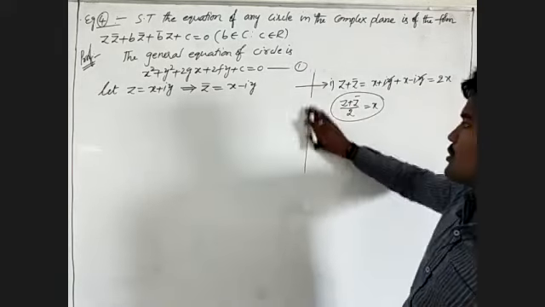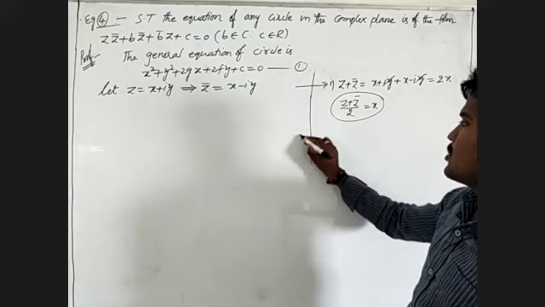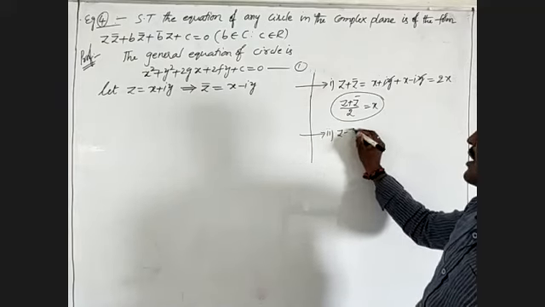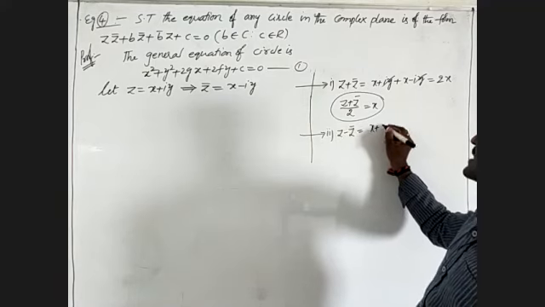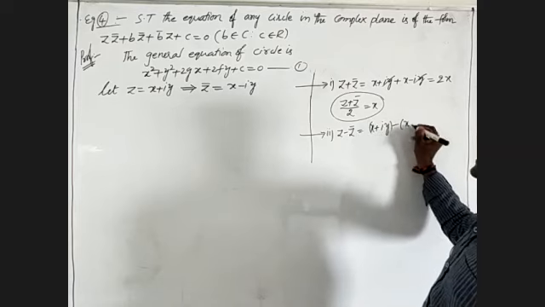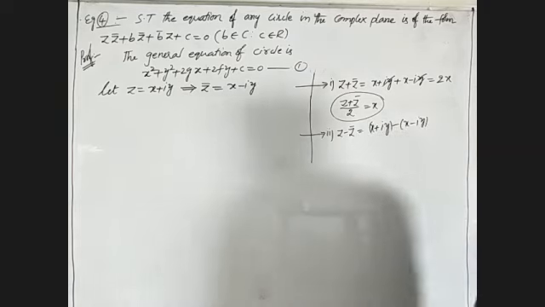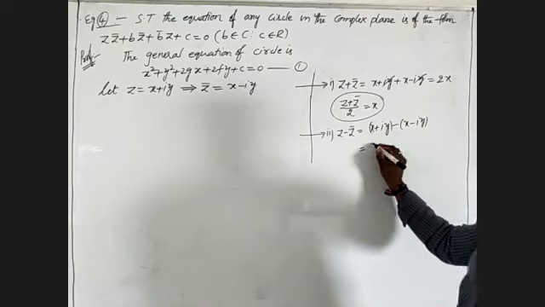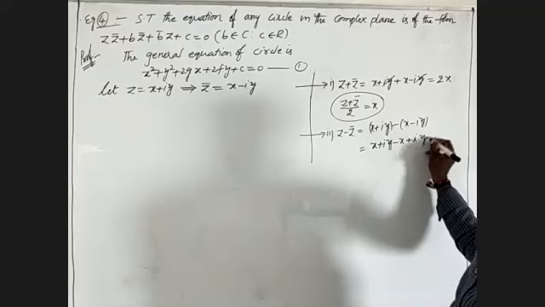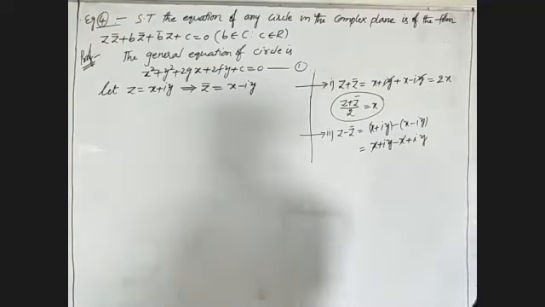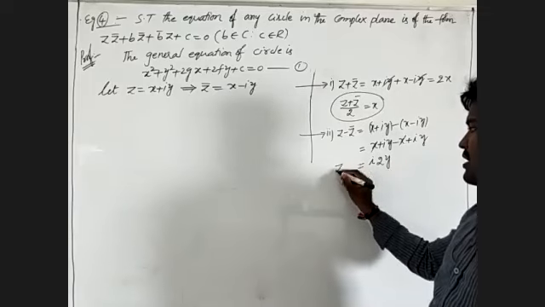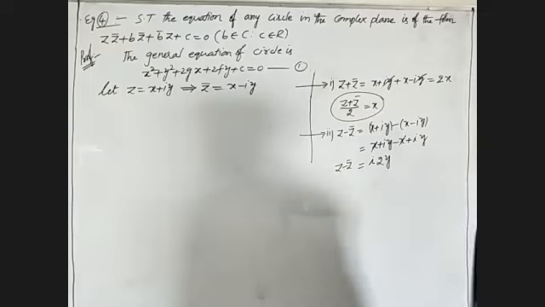Next we take z minus z bar. That is written as x plus iy minus (x minus iy), which is x plus iy minus x plus iy. Minus x and plus x cancel, and the remaining is i into 2y. This is the value of z minus z bar.